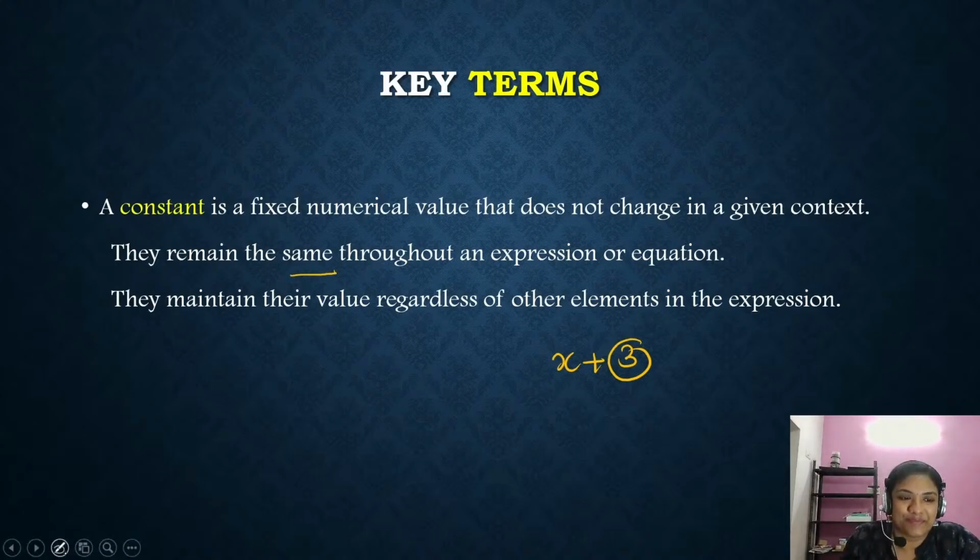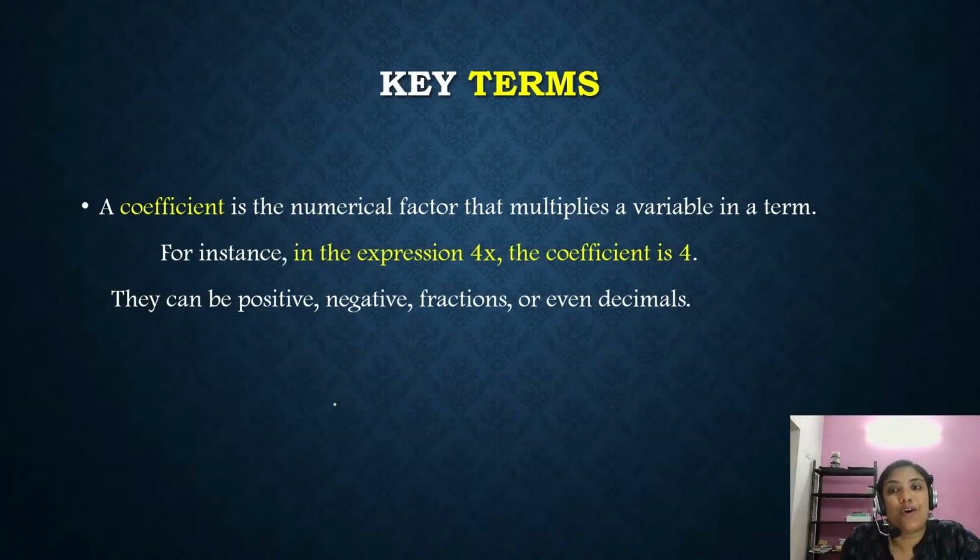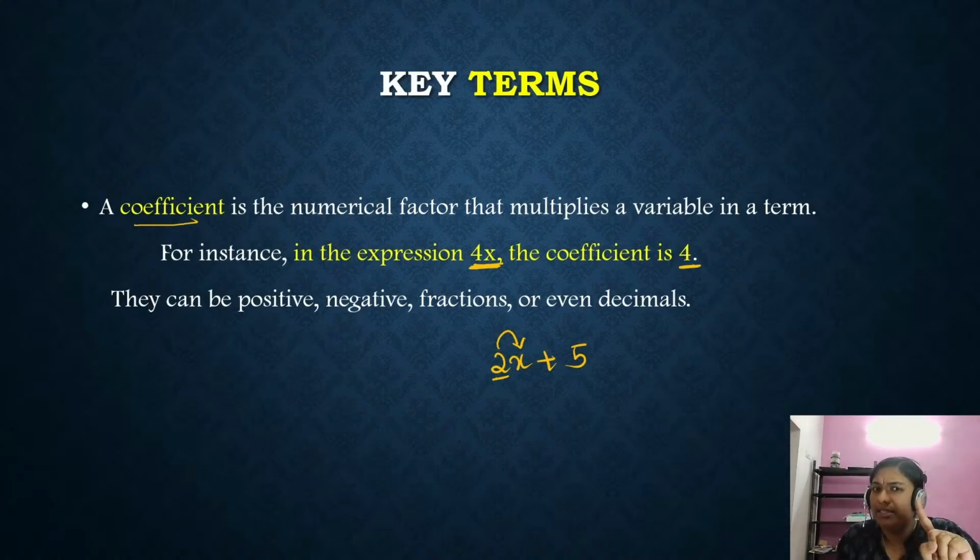Next key term is coefficient. Okay. So let's write an expression 2x plus 5. Here, 2 is multiplied to this variable, right? So this 2 is known as coefficient of x. 2 is known as coefficient of x. Here, one more example is given in the expression 4x. What is the coefficient? 4. Okay, so we have learnt three basic terms: constant, variable, and coefficient.